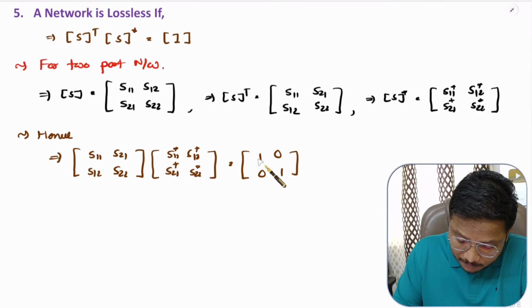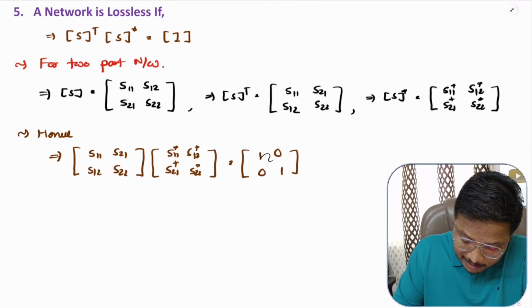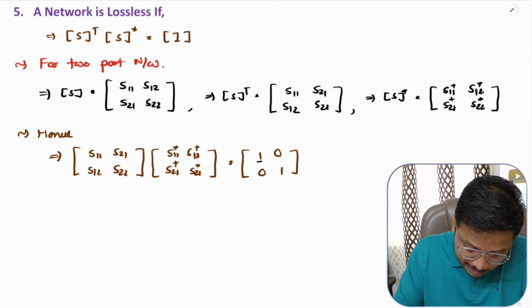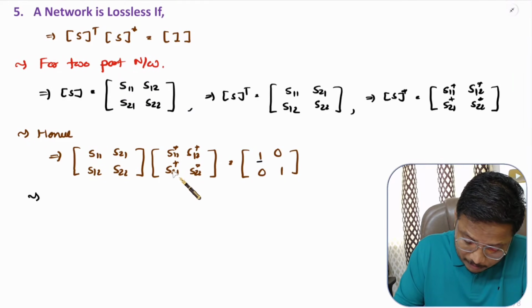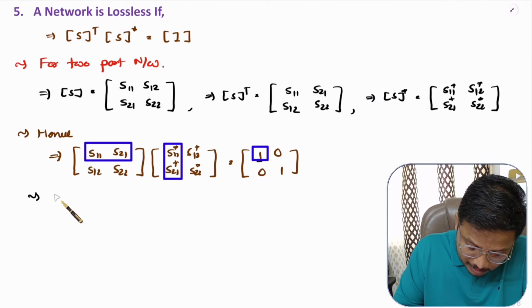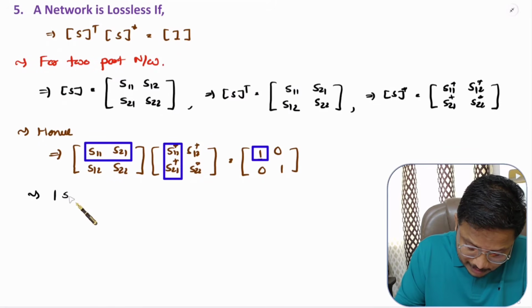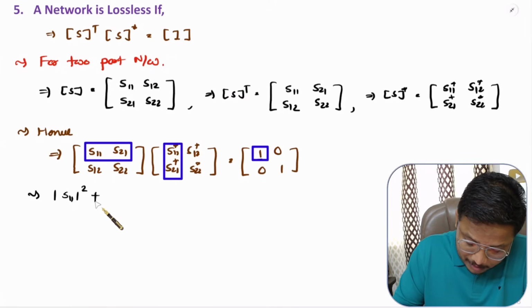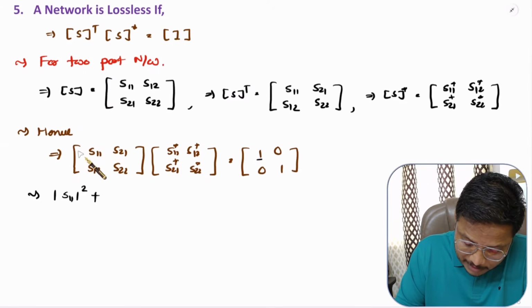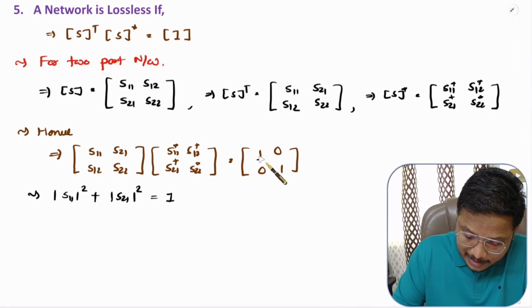If you want this first element, then what you need to do? You need to multiply the first row with the first column, right? So if you multiply the first row with the first column, you will have S11 into S11 conjugate, so S11 square. And here we have the second element with this first row, that is S21, and here we have S21. So S21 into S21 conjugate, that is S21 square. That should be equal to 1, that is this element.